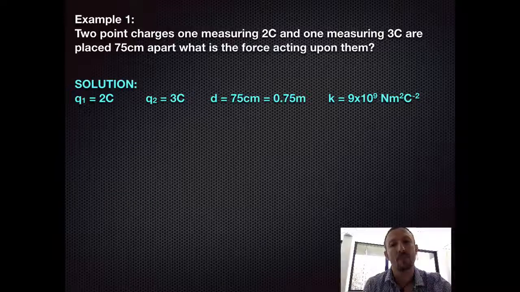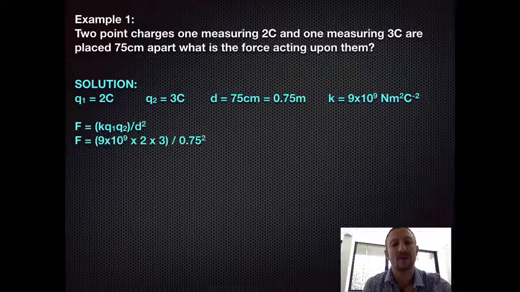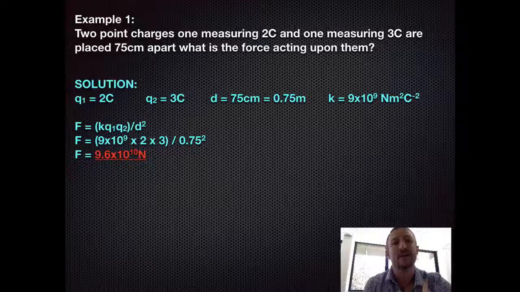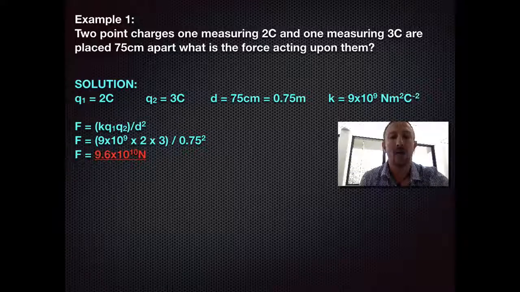I also know that my constant is 9 times 10 to the 9 newton meters squared per coulomb squared. So let's write down my equation. I get F equals K times Q1 times Q2, all divided by D squared. If I substitute in the numbers that I've got at the top, I get 9 times 10 to the 9 times 2 times 3 divided by the distance squared, which is 0.75 squared. The result is I get this large force of 9.6 times 10 to the 9 newtons. That's a very, very simple example which shows how we can incorporate Coulomb's law.